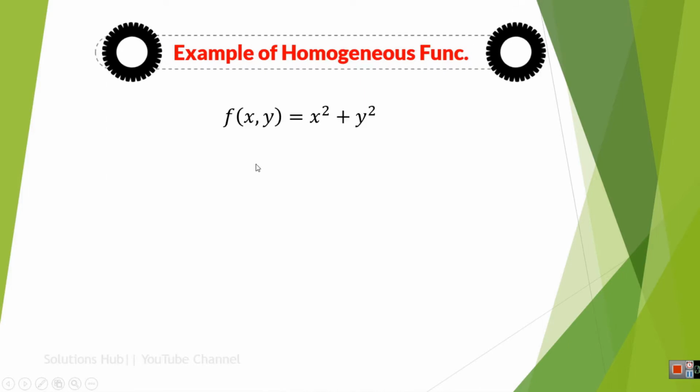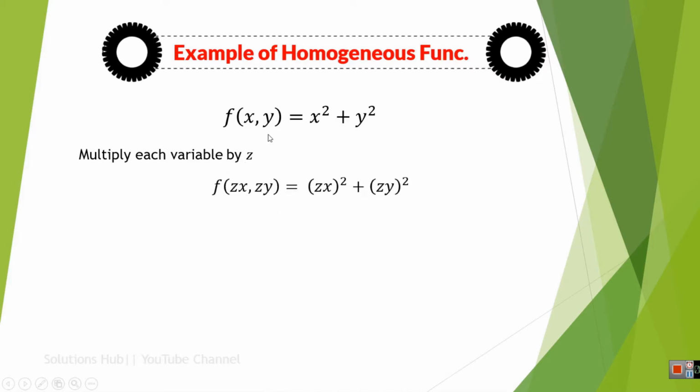So the very first step to identify whether a function is homogeneous or not is that you have to multiply that non-zero real number z with the variables. So you have to multiply z with the variables involved on both sides of the equation. So let's start by multiplying with z.